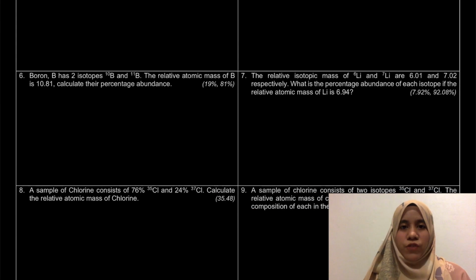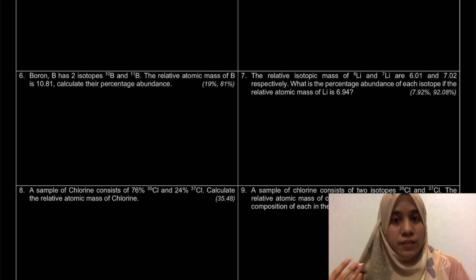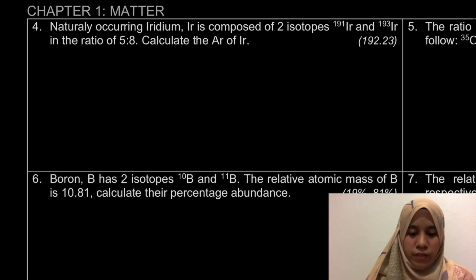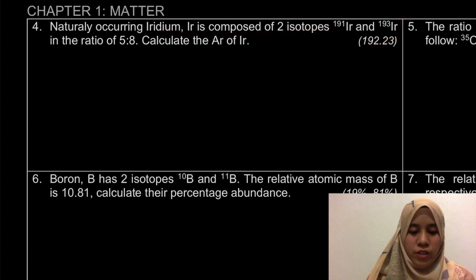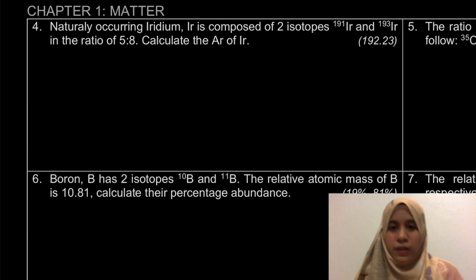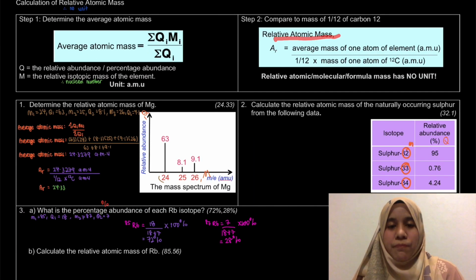Now let's look at example 4. The question is a bit different, but the calculation is still the same. Naturally occurring iridium is composed of two isotopes, 191 and 193, in the ratio of 5:8. Calculate the Ar of Ir. What is Ar? Ar is our relative atomic mass.